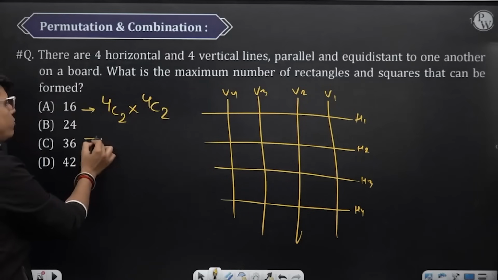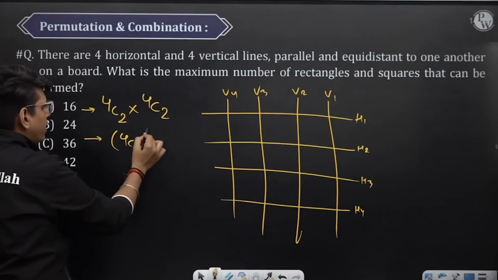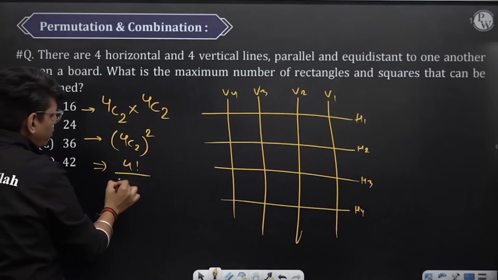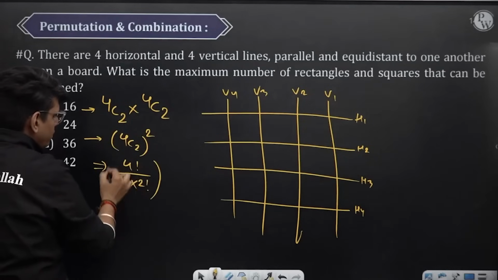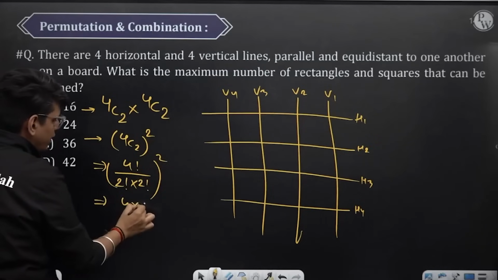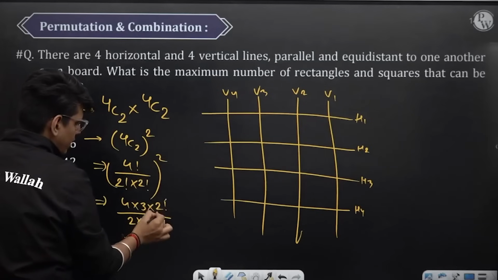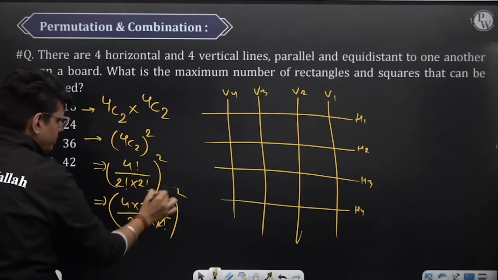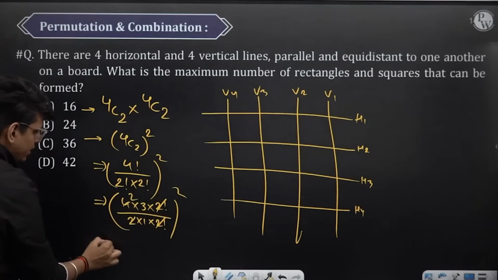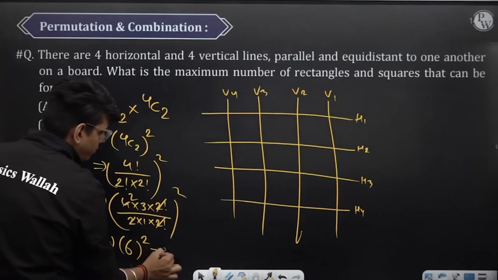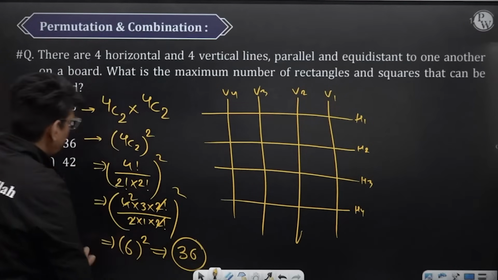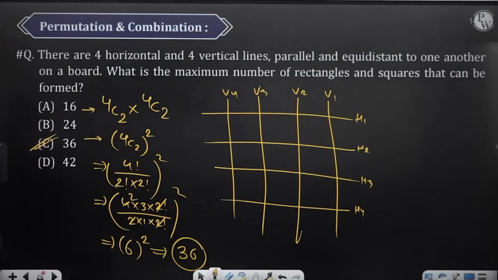So 4C2 into 4C2, so 4C2 whole squared. Now 4C2 is 4 factorial upon 2 factorial into 2 factorial. This is nothing but 4 into 3 into 2 factorial upon 2 into 1 into 2 factorial. So this is 6 whole squared. The number of rectangles and squares we can form is 36. Okay, done. Let's move to the next question.